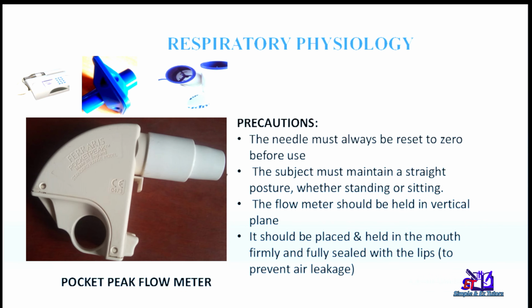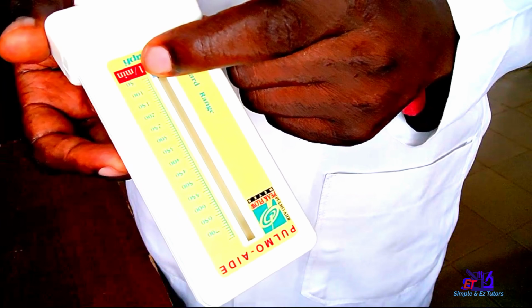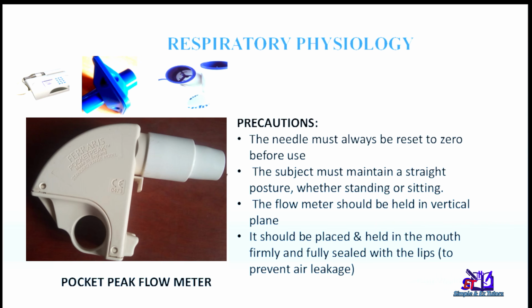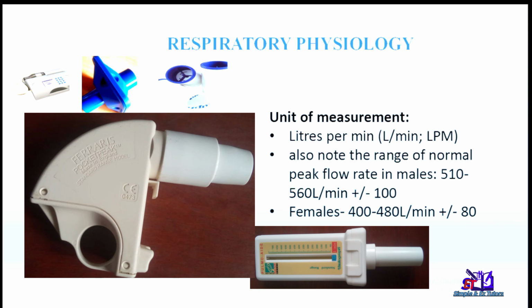Precautions when using this instrument: the needle must always be reset to 0 before use. The subject must maintain a straight posture, whether standing or sitting. The flow meter should be held in the vertical plane. It should be placed and held in the mouth firmly and fully sealed with the lips to prevent air leakage. The unit of measurement is liters per minute. Normal range for males is about 510 to 560 liters per minute, plus or minus 100. For females, 400 to 480 liters per minute, plus or minus 80.